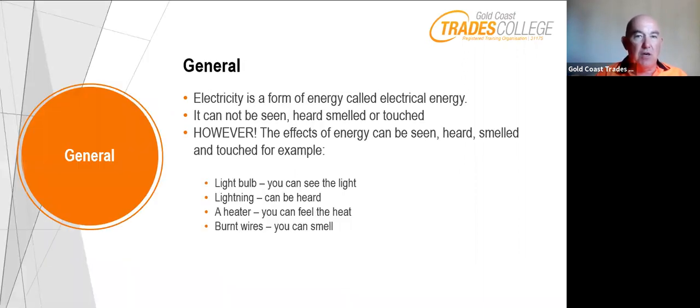Let's go to some general items about the electrical system in an automotive vehicle. Electricity is a form of energy called electrical energy. It can't be seen, heard, smelled or touched. However, the effects of energy can be seen, heard, smelled and touched. For example, a light bulb, lightning, a heater and some burnt wires.